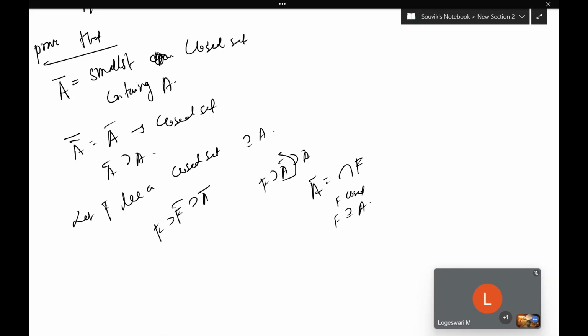So there's another question. Prove that A subset of B implies A closure subset of B closure. Just think about it and observe the following: closure is the smallest closed set containing that set. Try to think about it, or else I'll write down the proof.